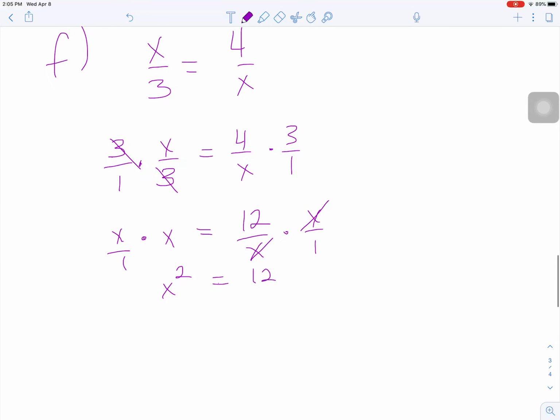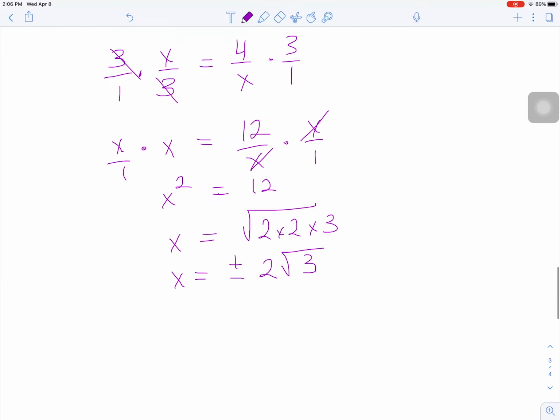So we get x squared equals 12. Now 12, can we break that down? Yes, we can break 12 down. So x equals the square root of 2 times 2 times 3, which tells me that x equals the plus or minus of 2 times the square root of 3. Sorry, square root of 3, not 6. So that gives you that solution there. We've taken the square out, and that goes there.